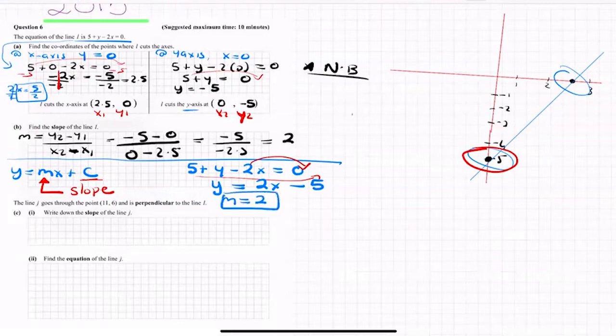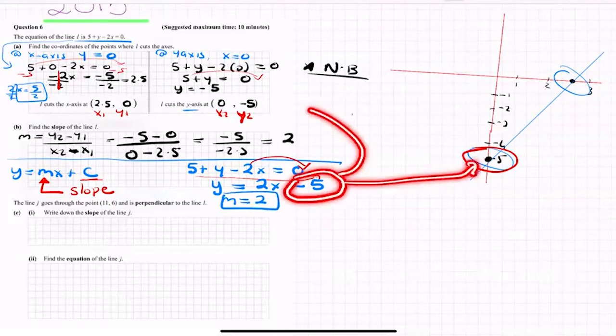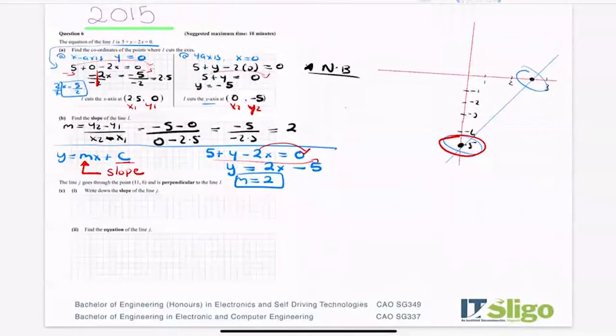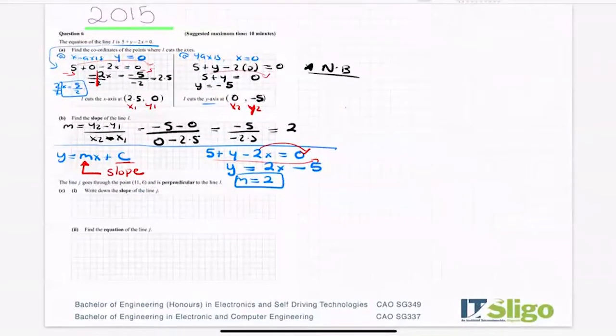And of course we didn't need it for this particular question, but you can see your y-intercept is -5. And that's how all the different sections of the line chapter link together. Okay, let's try the next part.